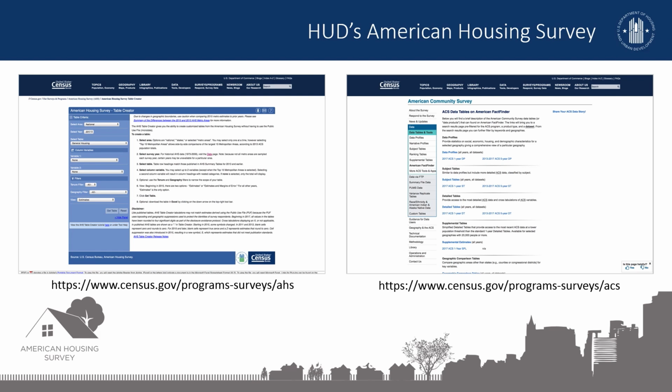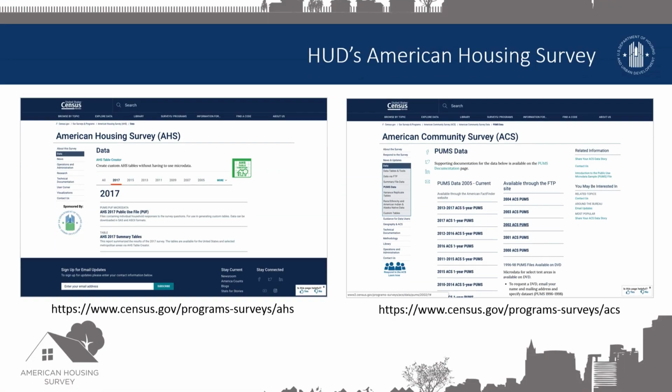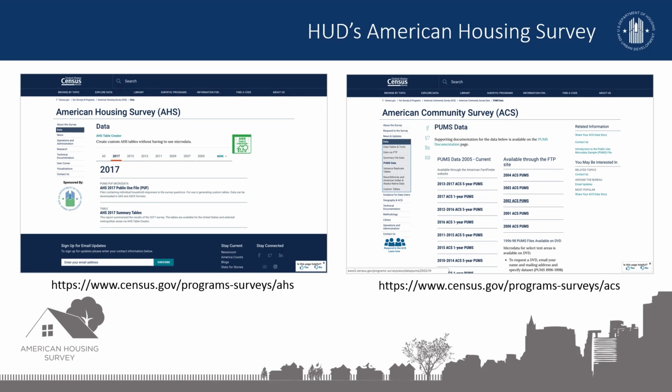For example, the AHS Table Creator is a user-friendly web application that gives you access to tens of thousands of pre-calculated tables that you can download in HTML or Excel format without statistical software. Similarly, the ACS provides easy access to a wide variety of data estimates via American FactFinder. More experienced data users can access either survey's public-use microdata files containing the individual level responses to the survey questions.